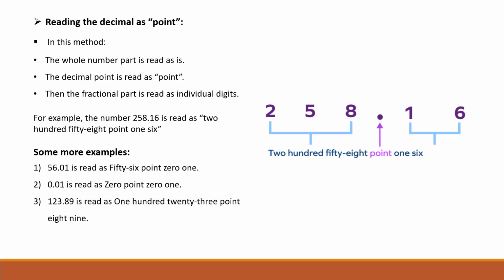First, 56.01 is read as fifty-six point zero one. So here you understand that the whole part is read together. Then a point comes, and to the right hand side, the numbers are read individually. Second example, 0.01 is read as zero point zero one. Third, 123.89 is read as one hundred twenty-three point eight nine.